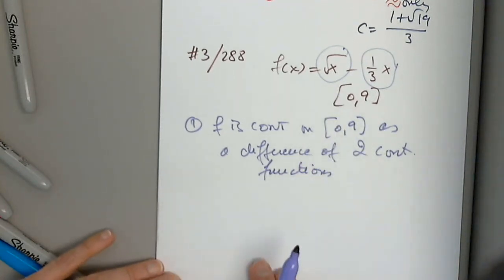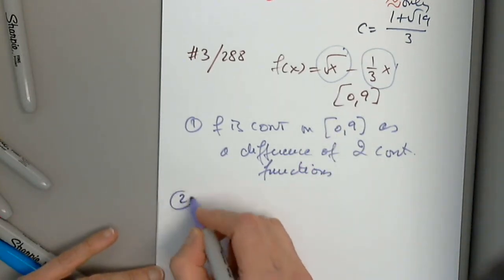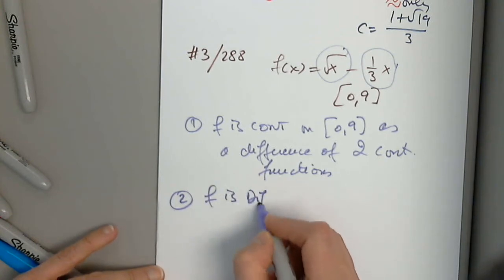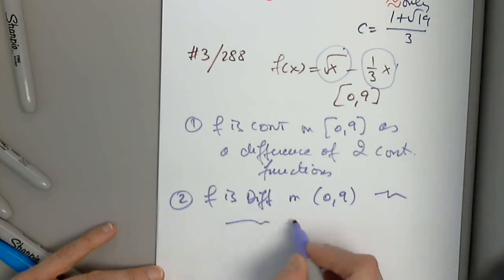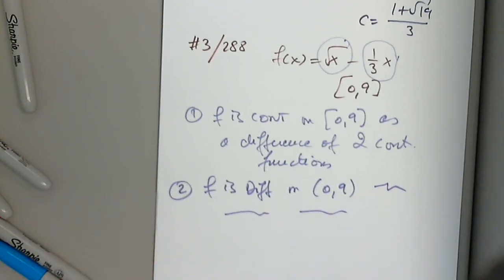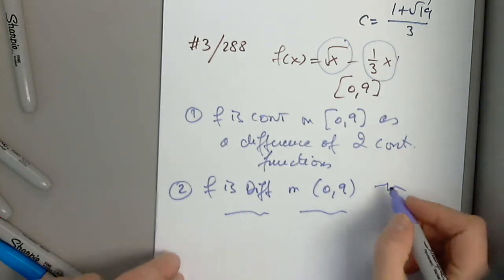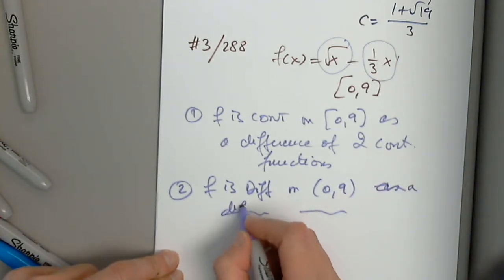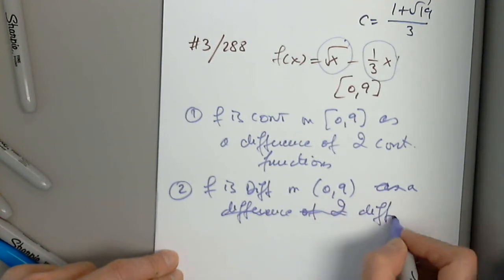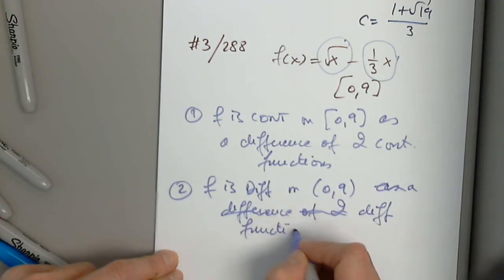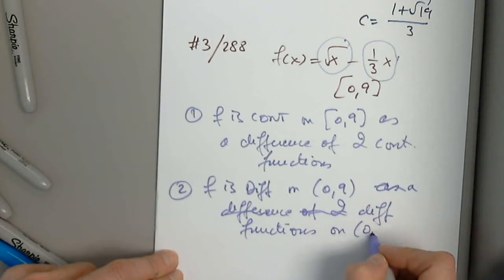And we know the graph. Number two, f is differentiable on (0, 9) for the same reason. You can copy it again if you want. Because it's a difference of two differentiable functions. Let me write it better. As a difference of two differentiable functions on (0, 9).